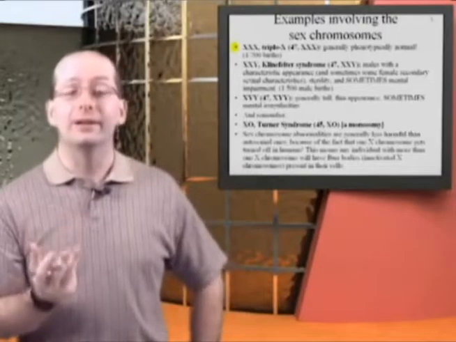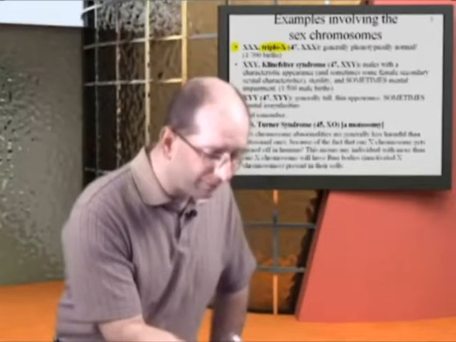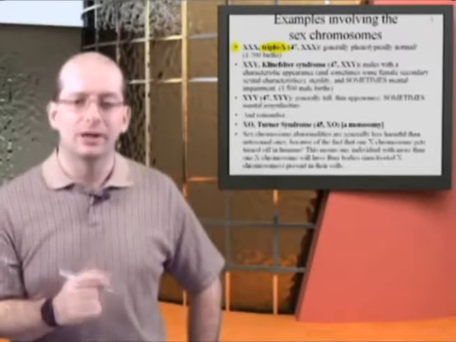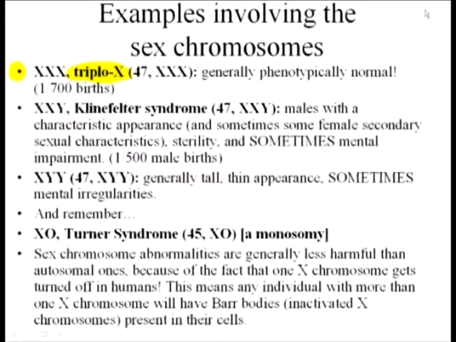XXX, so having an extra X chromosome. This is called triplo X syndrome. Some people call these super females, usually in fruit flies. But interestingly, guys, how to write this isn't the interesting part. You're 47 XXX, that's how we would write the karyotype, right? But generally, these are phenotypically normal individuals, and I guess I should write it, these are females.